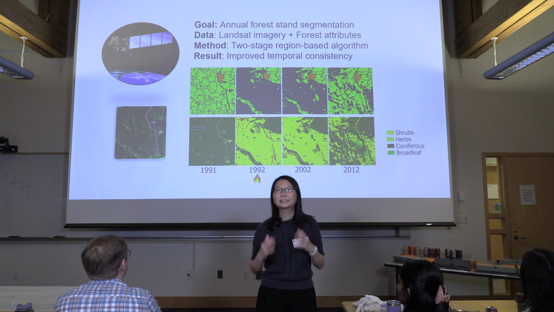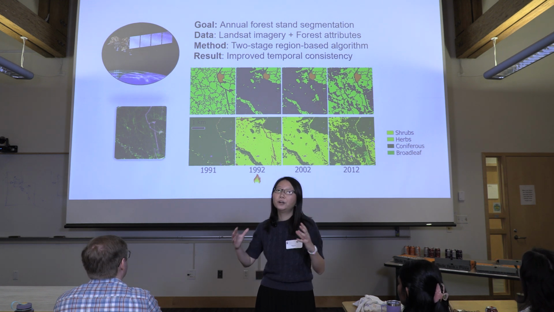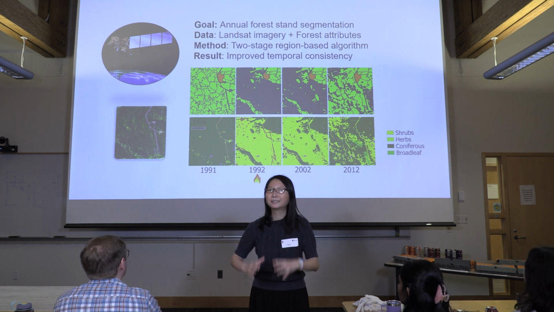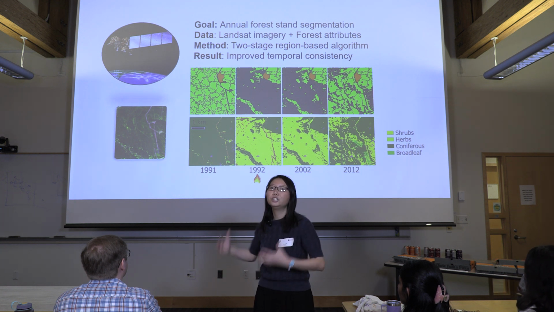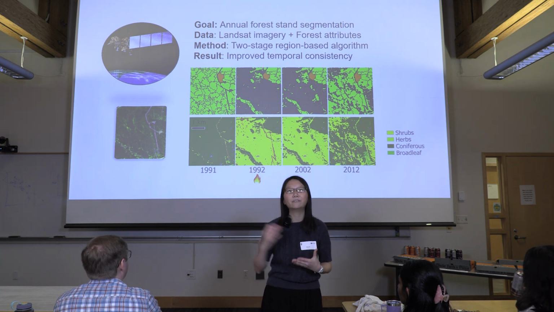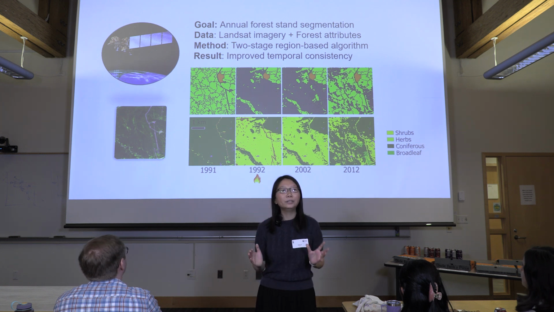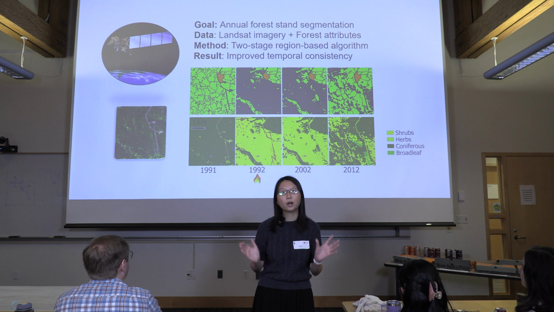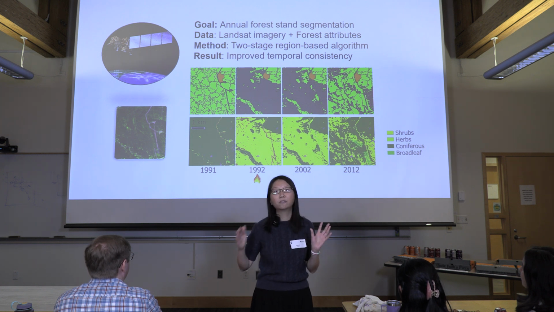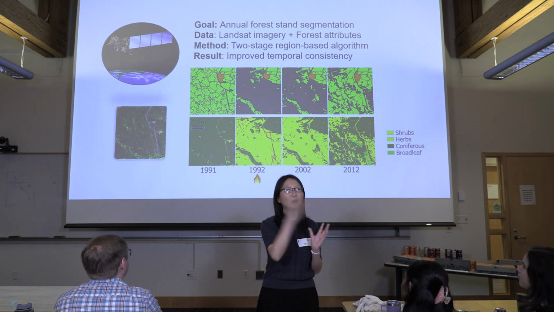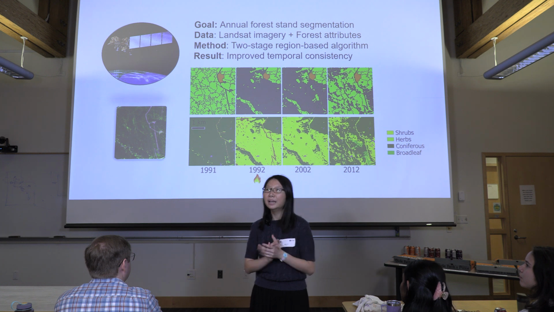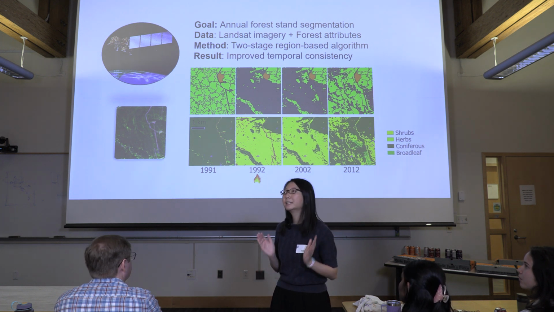And then in the second stage, we will further merge these micro-stands with their neighboring stands using the forest attributes available to us every year. So our algorithm is very efficient because it only looks at change area where land cover changes, for example, from shrubs to conifer. So let's talk about the results a little bit.